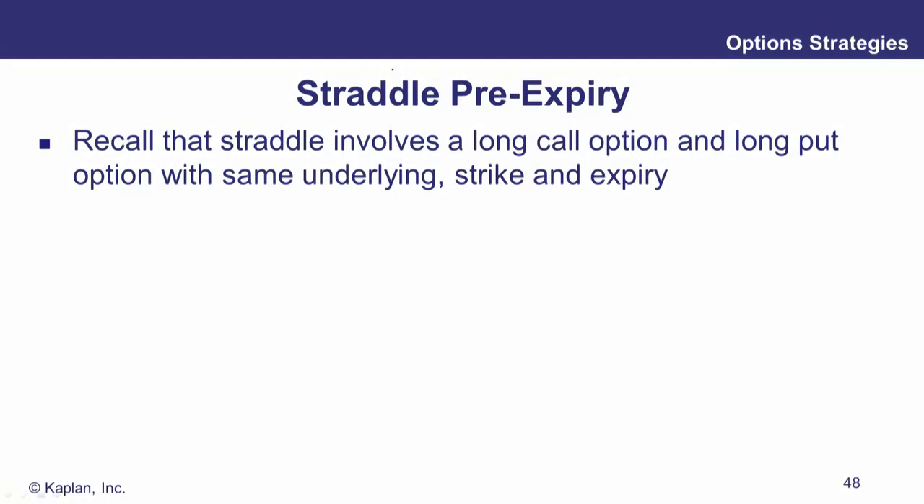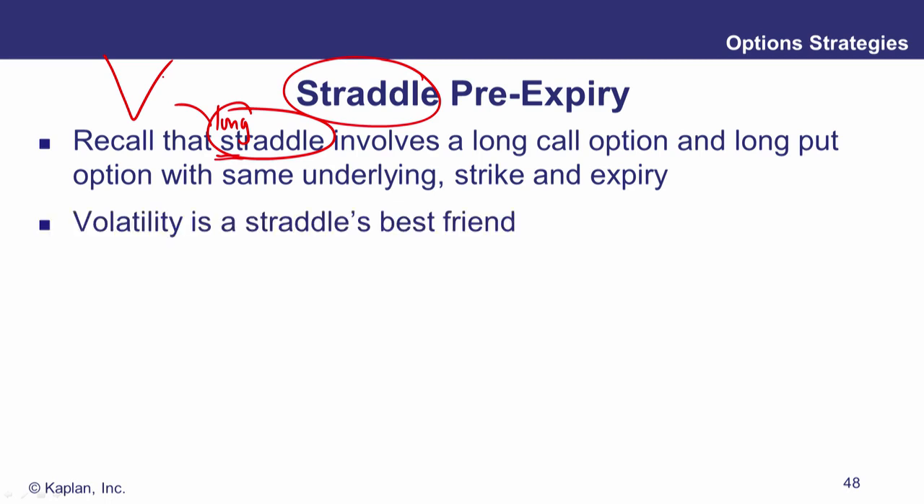And you might remember the strategy that we use to play volatility. It's the straddle. The straddle is a long volatility strategy. We remember that it plays volatility. It goes long volatility, and its payoff is a big V for volatility, going long a call and long a put with the same underlying and the same strike and expiry. Volatility is a straddle's best friend, and that's its payoff as well. If the underlying shoots up, the call pays off. If the underlying shoots down, the put pays off.